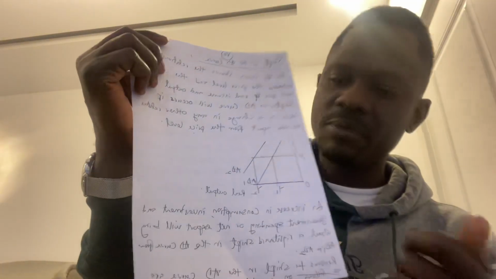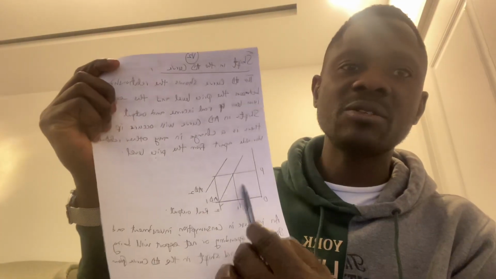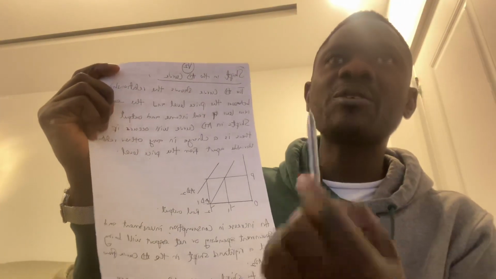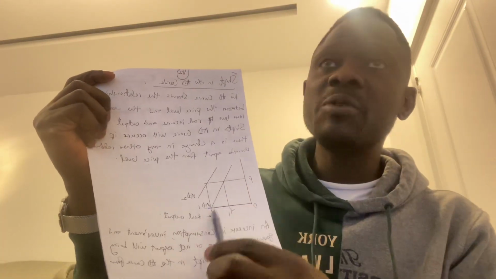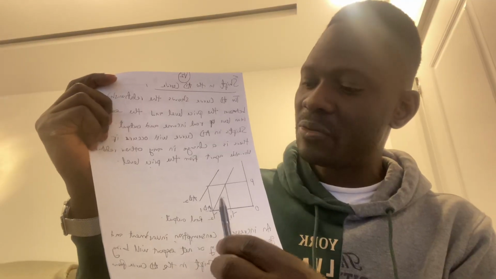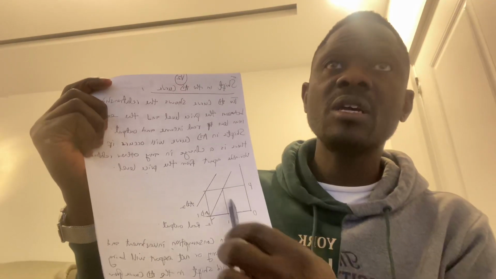So a shift in the AD curve will occur if there are other changes in the variables. So there's a shift in the AD curve from AD1 to AD2. Here, price does not change, but other factors have changed. Maybe government spending increases. That will bring about a change in the aggregate demand curve, a rightward shift or a leftward shift. But at this point, price remains constant.